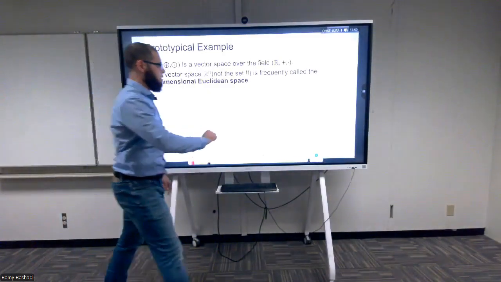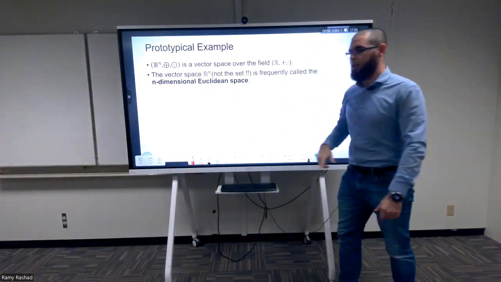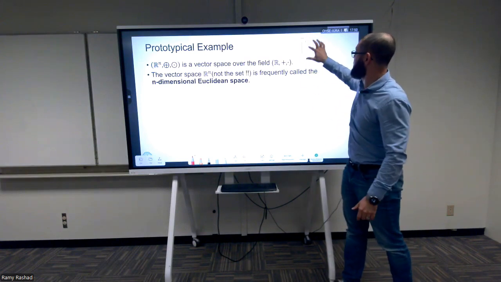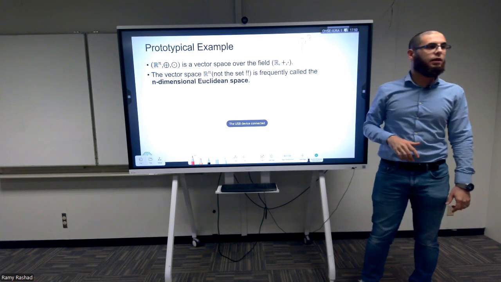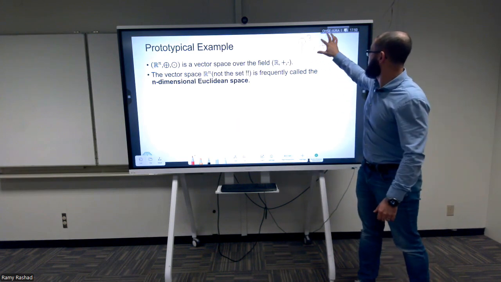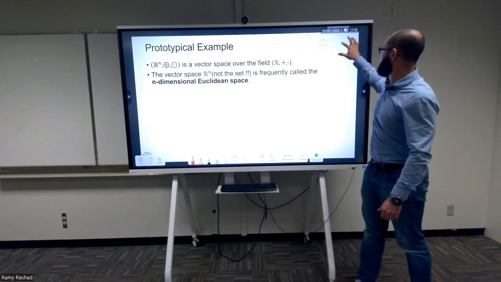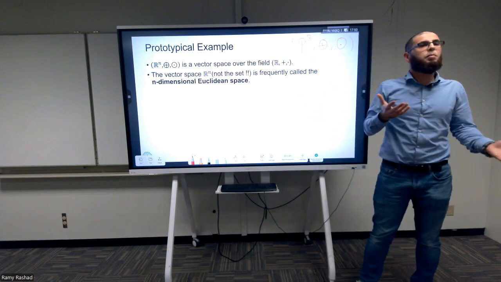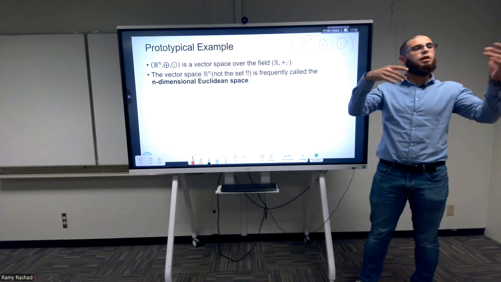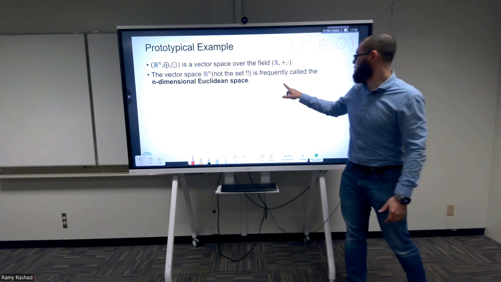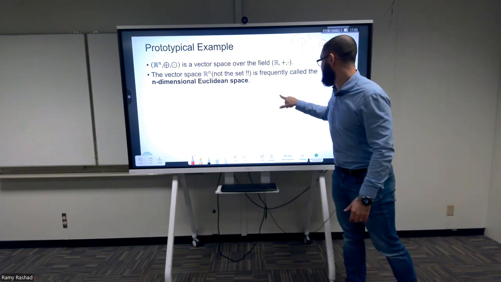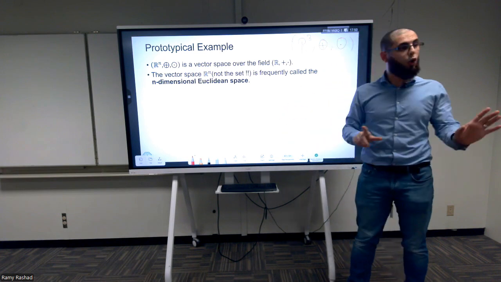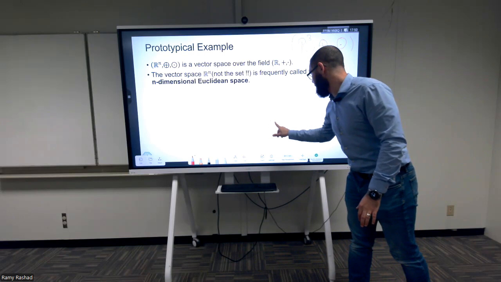So if I give you, let's say, R3, let's focus on R3 just for simplicity. Is R3 with this vector addition and this scalar multiplication a vector space? Let's check. What do you mean by R3? I'm going to write it in the way that you're comfortable with. It's just some x1, x2, and x3 like that, or like that. Does it make a difference?